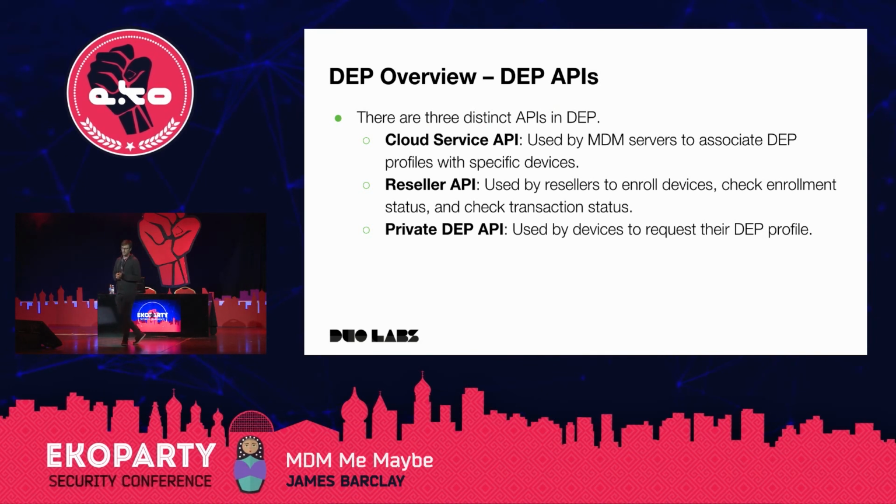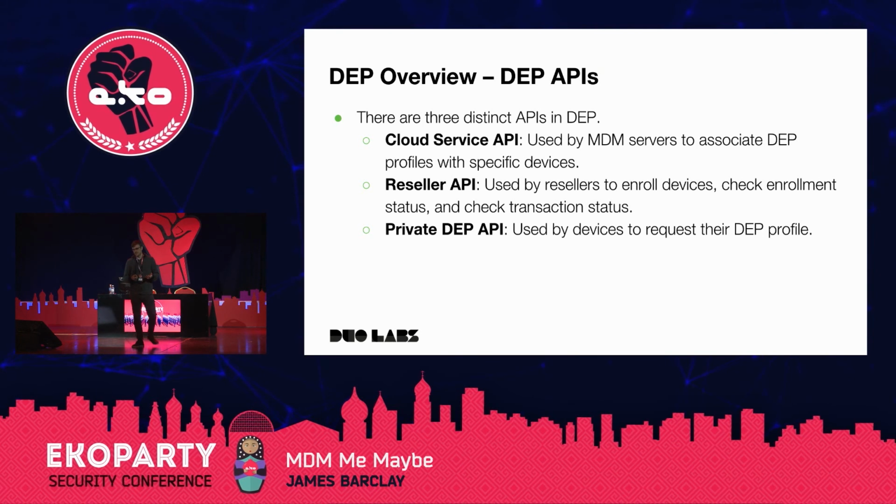Throughout this talk, I'll be referring to the DEP API. I wanted to call out that there are 3 different DEP APIs. There's the so-called Cloud Service API. This is used by mobile device management servers to associate DEP profiles with specific devices. Next, we have the Reseller API, which is used by resellers and Apple Retail to enroll devices and check enrollment status and so on.